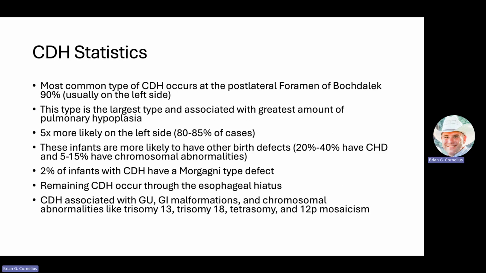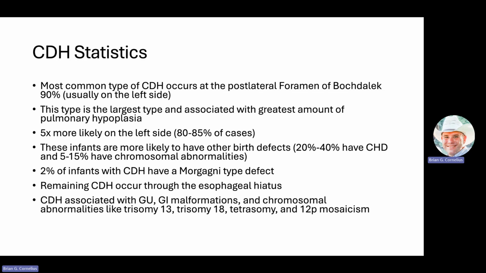This is a common test answer. The most common location for congenital diaphragmatic hernia is the posterior lateral foramen of Bochdalek. It's usually on the left side and accounts for about 90% of congenital diaphragmatic hernias. It's also associated with the largest extrusion of gastric contents into the chest and is associated with pulmonary hypoplasia. It's 5 times more likely to occur on the left side of the chest versus the right.